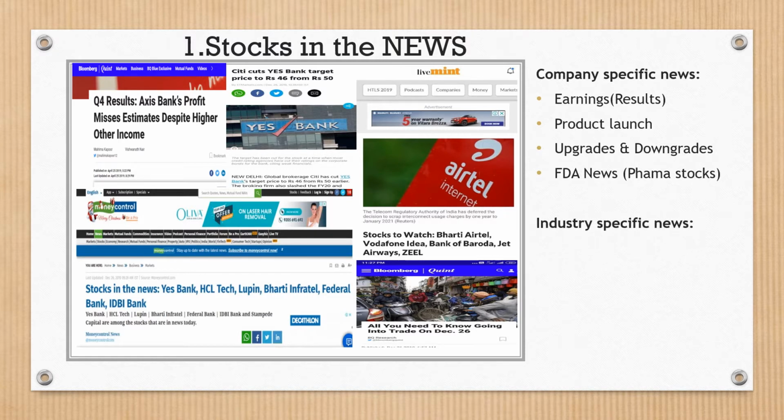Industry specific news. For example, rising crude oil prices will impact airline stocks and also oil marketing companies. A change in government policy, like a change in an interest rate decision, will impact price sensitive stocks like banking and NBFC stocks. A change in the spectrum fees will impact telecom stocks.